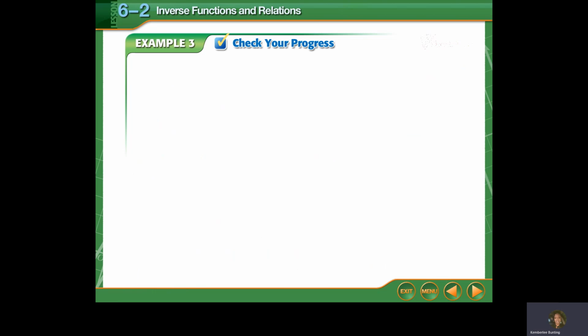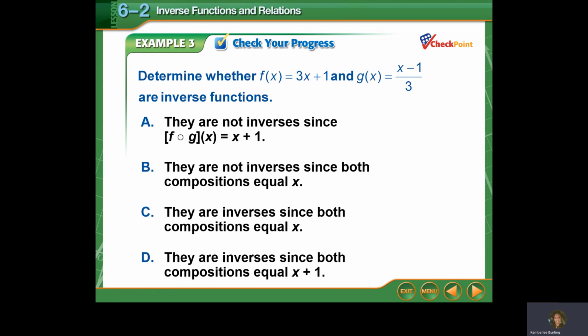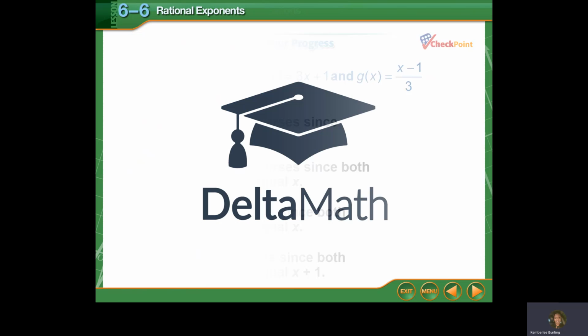All right. So to answer the question, are these functions inverses of each other? Yes, they are inverses since both compositions equal x. Okay? Questions, concerns, issues? All right.